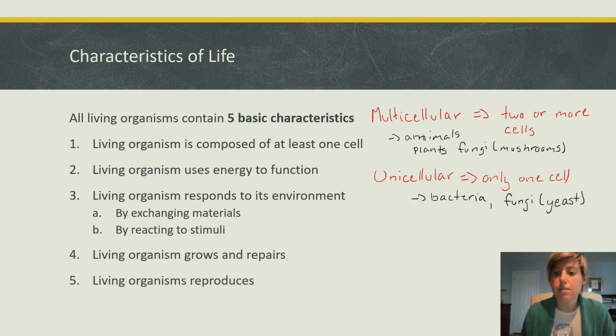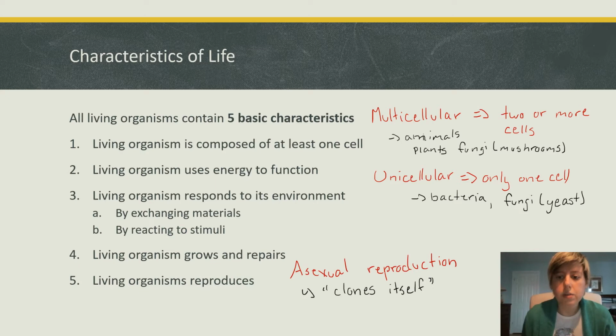And the last characteristic of a living organism is the ability to reproduce, because the key thing for a living organism is that it wants to pass down its genetic information to its offspring. So an organism needs to be able to reproduce. And there's 2 key ways that an organism can reproduce. It can reproduce asexually or sexually.